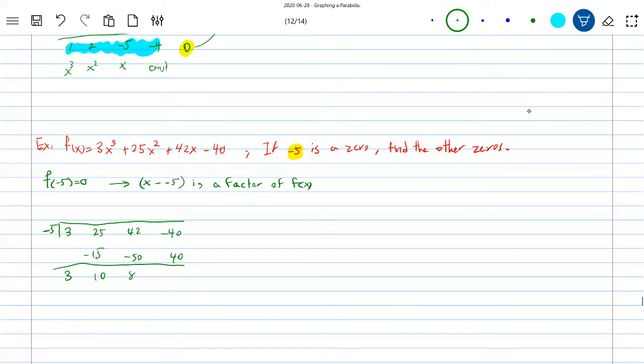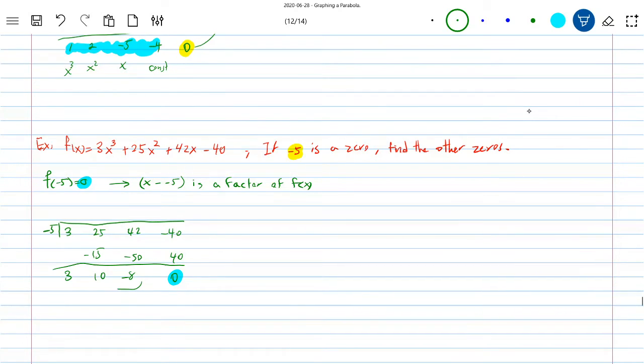Oh, sorry, this is -8. There we go. Positive 40, and you'll get 0. Since they say f of -5 is 0, you should get the remainder of 0. Otherwise, x minus -5 is not a factor. So x minus -5 is a factor of f of x.